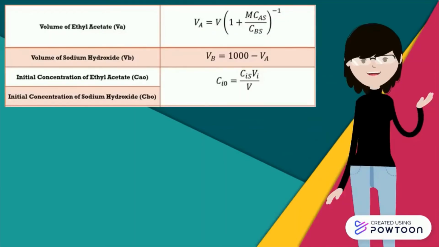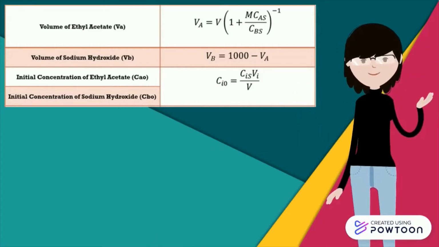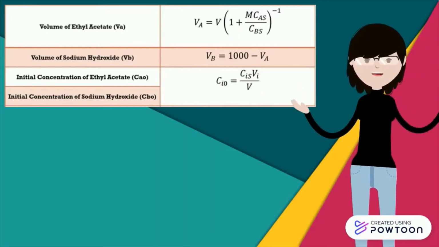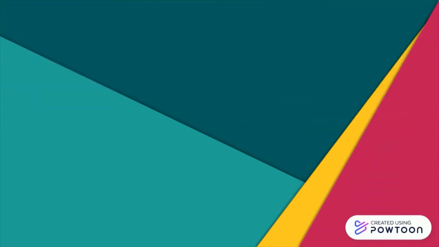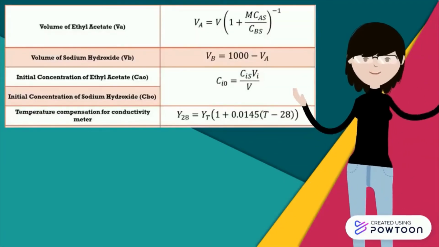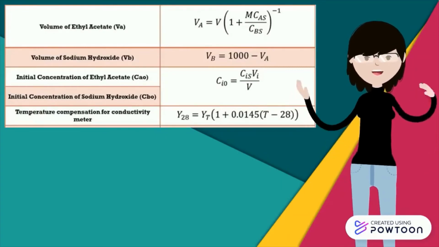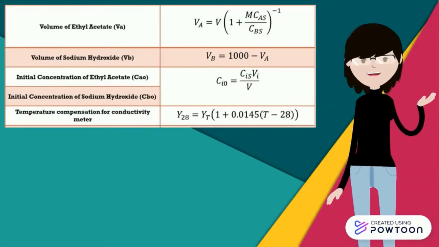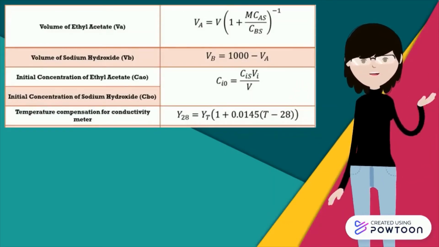Moreover, for obtaining the initial concentrations of ethyl acetate and sodium hydroxide, the formula is stock concentration of the species times volume of the species divided by total volume. Next is the temperature compensation for the conductivity meter, which is Y sub 28 equal to conductivity reading from raw data times open parenthesis 1 plus 0.0145 times the set temperature minus 28 close parenthesis.